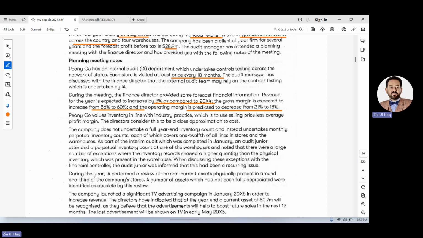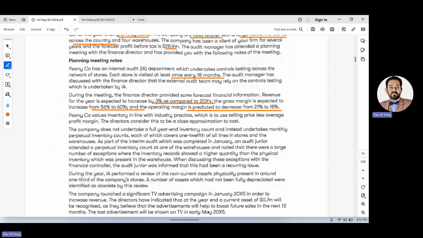If not recorded as per IAS 2, lower of cost and NRV, that is selling price less cost to sell, but he is calculating NRV as selling price less average profit margin. No, not profit margin, cost to sell. So due to this, inventory could be either under or overvalued.